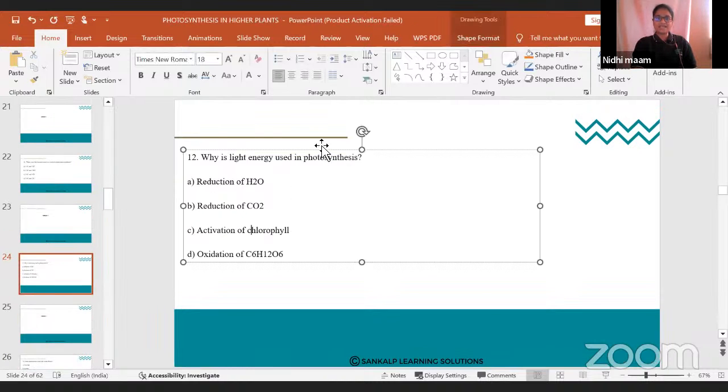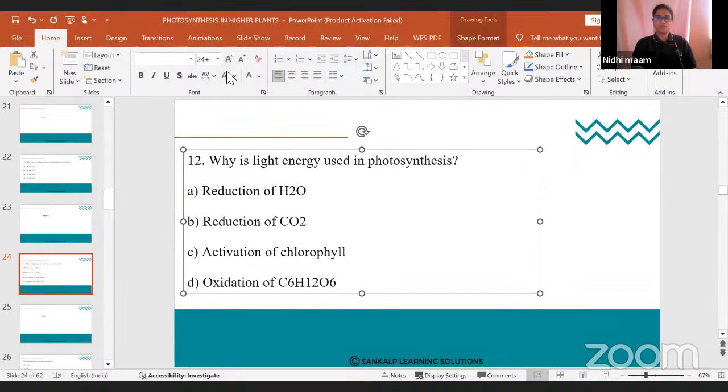Why is light energy used in photosynthesis? Reduction of water, reduction of carbon dioxide, activation of chlorophyll, oxidation of glucose. Why do we need light energy during photosynthesis? What is the use of that light energy? The quick response is given by Bhuvan. Shashank, yes. Yes, YouTube students.